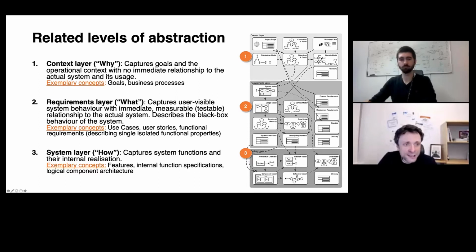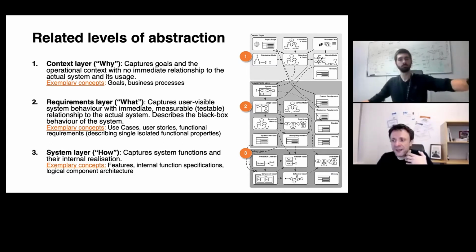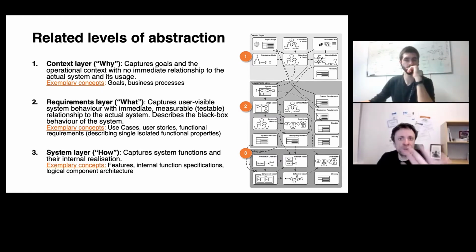So in the context layer, we typically capture the goals and the operational context with no immediate relationship to the actual system and its usage. What we do here is capture our understanding of the real-life operational environment and all those tasks that need to be accomplished when making use of a software system. For example, all those tasks that I might find in the banking sector. Banking processes, for example, when opening a bank account or when registering a user.